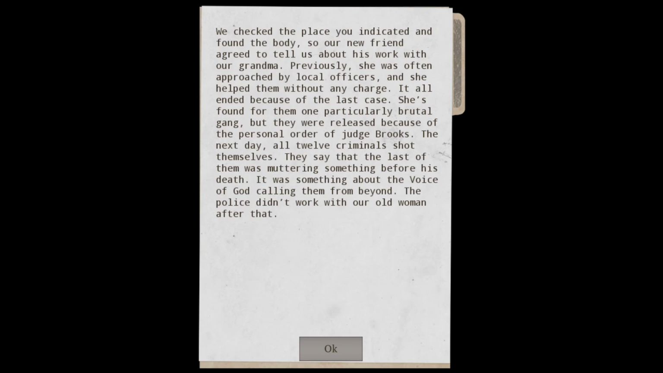They say that the last of them was muttering something before his death. It was something about the voice of God calling them from beyond. The police didn't work with our old woman after that.